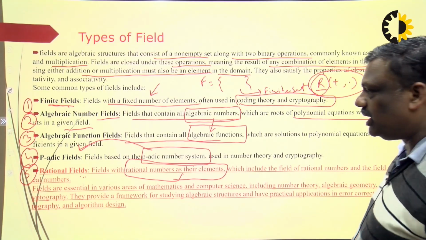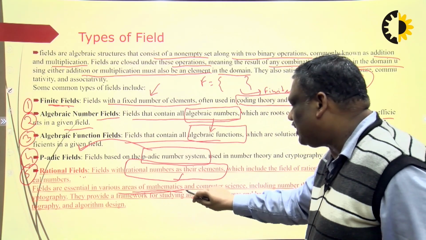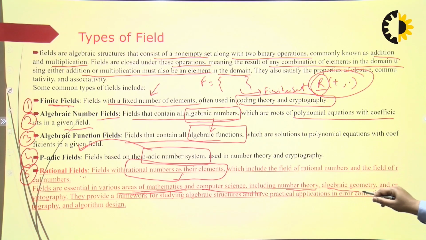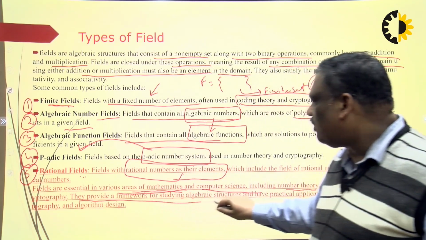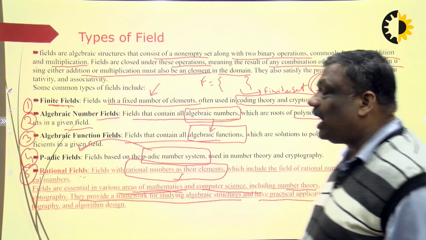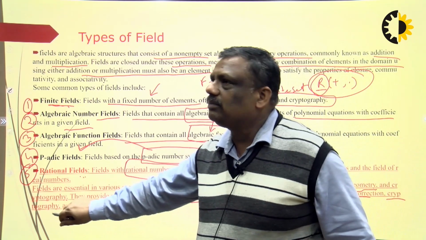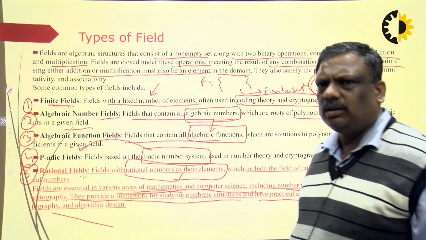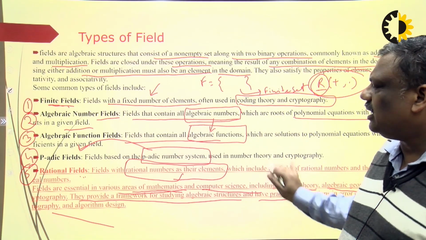And the application area: fields are essential in various areas of mathematics and in computer science, including number theory, algebraic geometry and cryptography. They provide the framework for studying different algebraic structures and have practical uses in error correction and cryptography algorithm design. So this one is an application area of a field. This one is also an application area of a ring. So this one is a type of field.